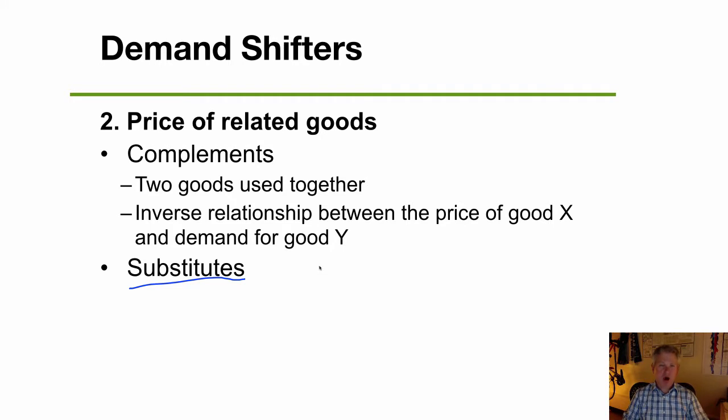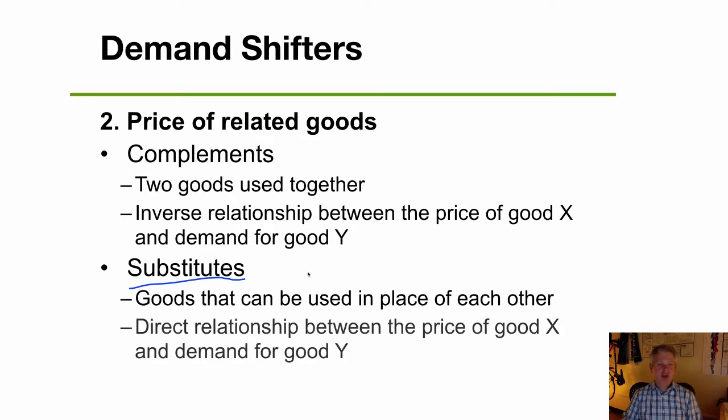They're both bottled waters. They're both pretty much the same thing. They're municipal water that has been purified. So those are what are called perfect substitutes. Those are goods that are interchangeable for one another, all right? With substitutes, there's a direct relationship between the price of good X and the demand for good Y.